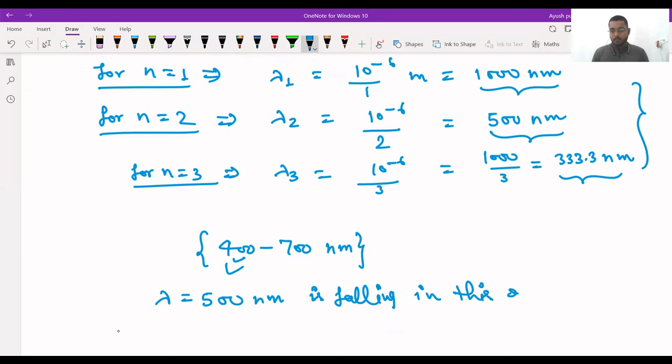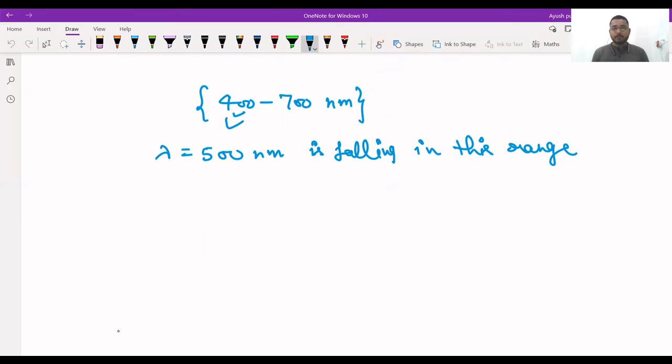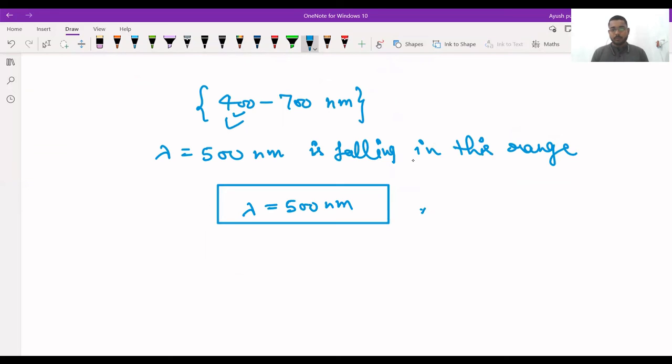What does that mean? It means that corresponding to the 500 nanometer wavelength, a bright fringe is getting formed at point P, meaning we are getting maximum intensity at point P. So I am putting lambda is equal to 500 nanometer in the bracket. So this is your answer.